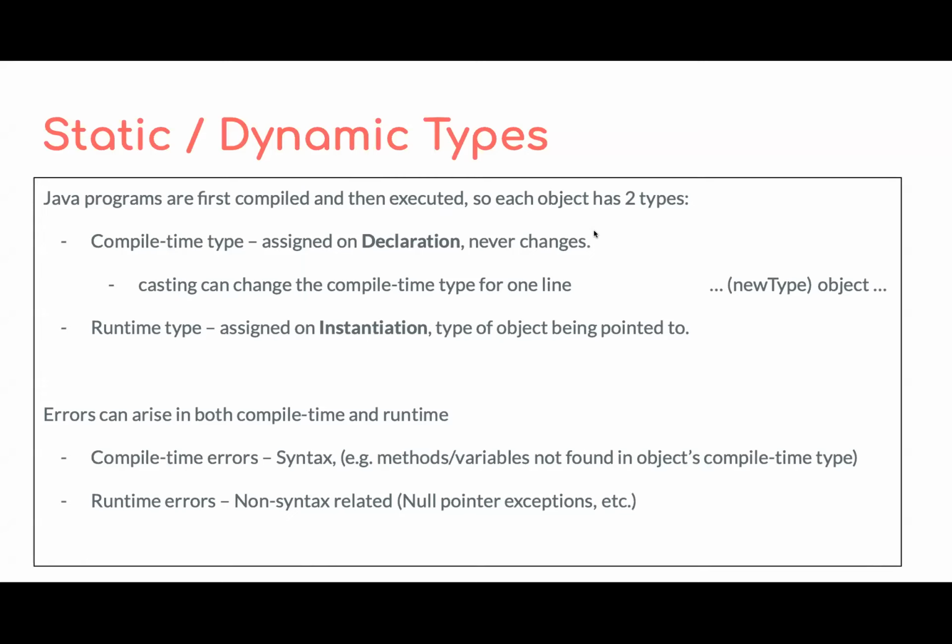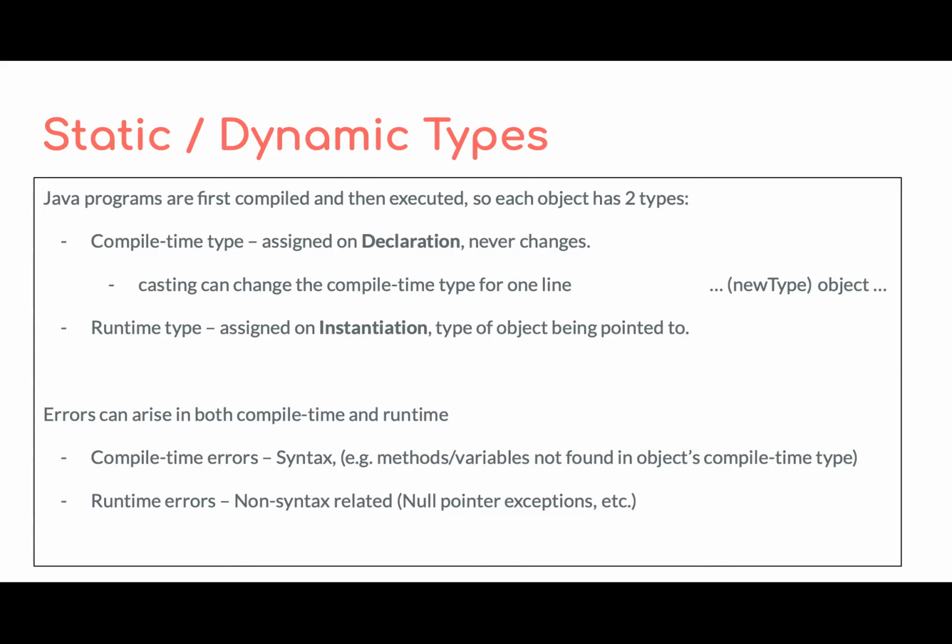So before we get started, we have to talk about static and dynamic typing. We all know that Java is a language that is first compiled into machine code, and then a completely separate runtime system executes that machine code. As a result, every single object in Java has two different types. We have the compile time type, which is sometimes referred to as the static type, and the runtime type, which is the dynamic type. The compile time type is assigned on declaration, and it will never change, with the only exception of casting.